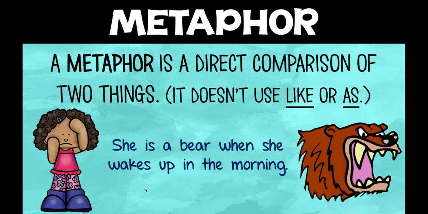For example, she is a bear when she wakes up in the morning. In this case, you're comparing this girl to a bear, but you are simply stating that she is a bear. You are not saying she is like a bear. So this is an example of a metaphor. When they say she is a bear when she wakes up in the morning, you are simply saying that she is grouchy when she gets up in the morning.